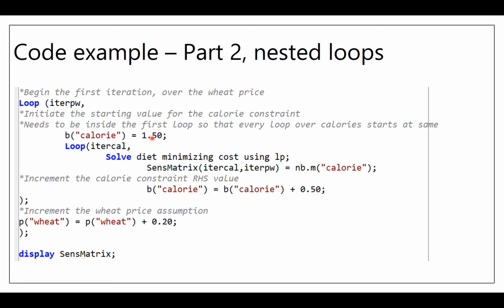Reset the calorie constraint from whatever value it was, we're going back to 1.5, and then enter this second loop again. Run it 5 times. When you hit the end, you'll jump out, you'll change the price from 70 to 90 cents. Hit this, and it tells you to go back. Reset the calorie constraint, run it 5 times, $1.10, okay? And so you run through all that, and then the last statement is just display the sensitivity matrix.